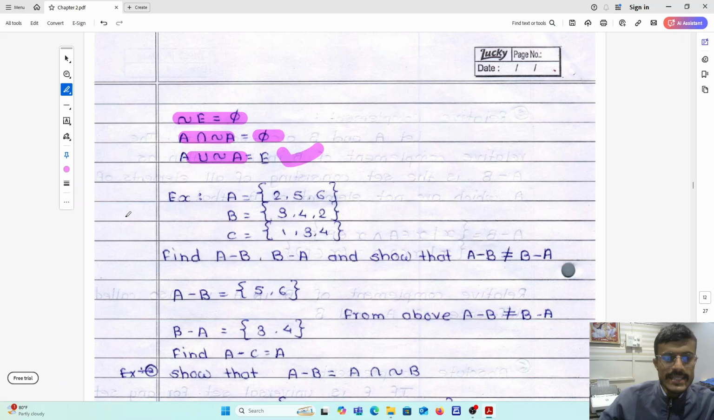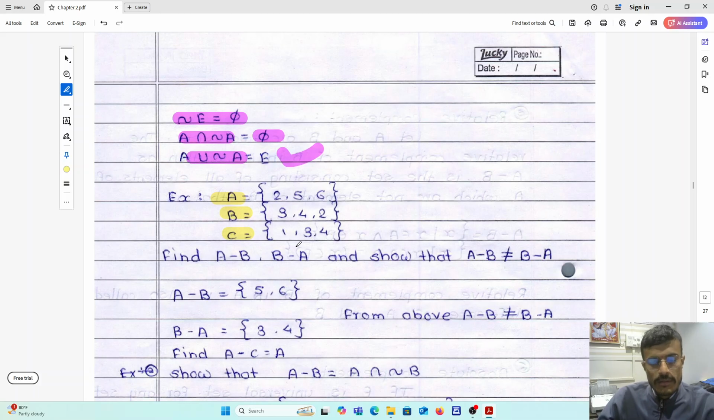Fine. Now let us consider one example given to you, containing three sets A, B and C. A contains 2, 5, 6, B contains 3, 4, 2 and C contains 1, 3, 4. Then find A minus B, B minus A, and show that A minus B is not equal to B minus A. Means what?